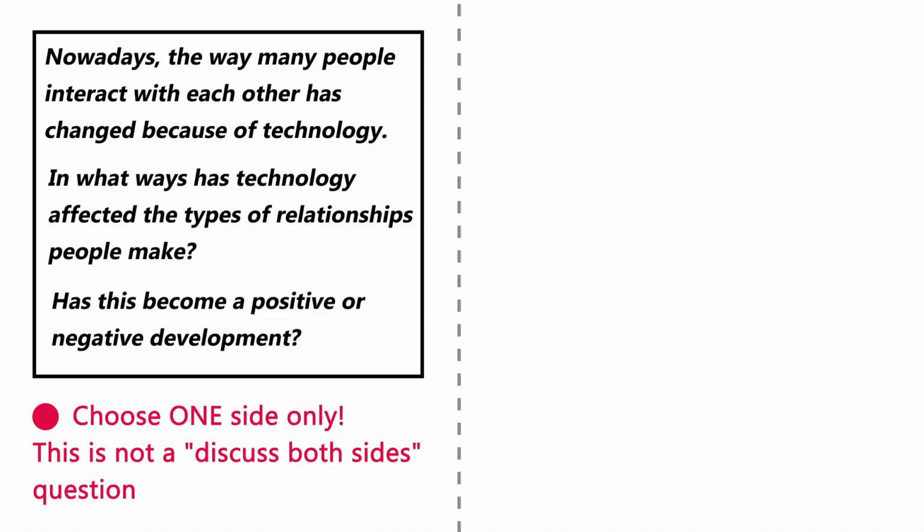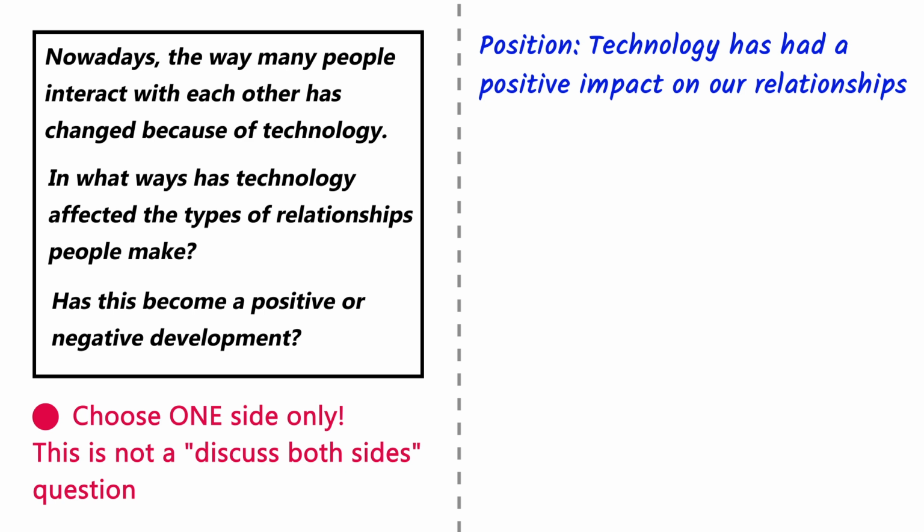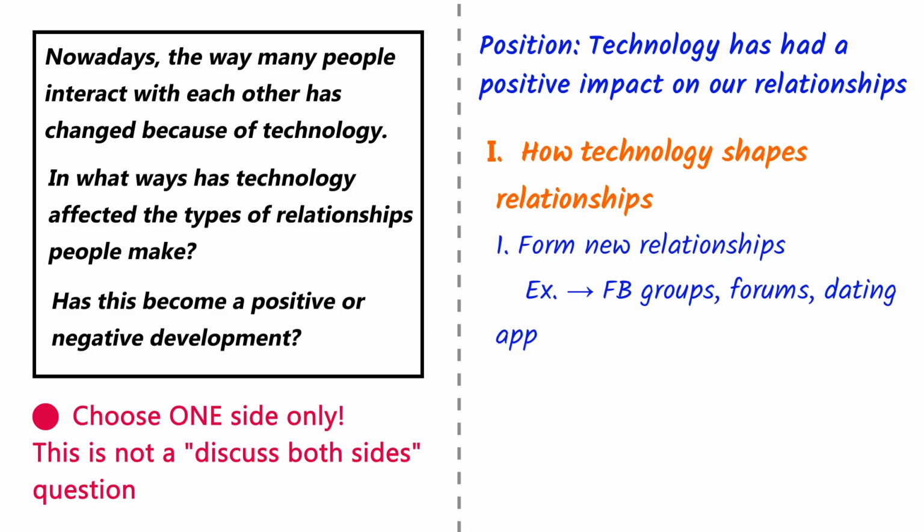All right, so this is not a discussion essay in which we talk about both sides. So we should just pick one. Is this a positive or negative development? All right. Now let's just start writing. What is my position? My position is that technology has had a positive impact on our relationships. All right. Now, my first body paragraph is about, my main idea is how technology shapes relationships. And my supporting detail is that it forms new relationships. For example, I give example, Facebook groups or forums or dating apps.